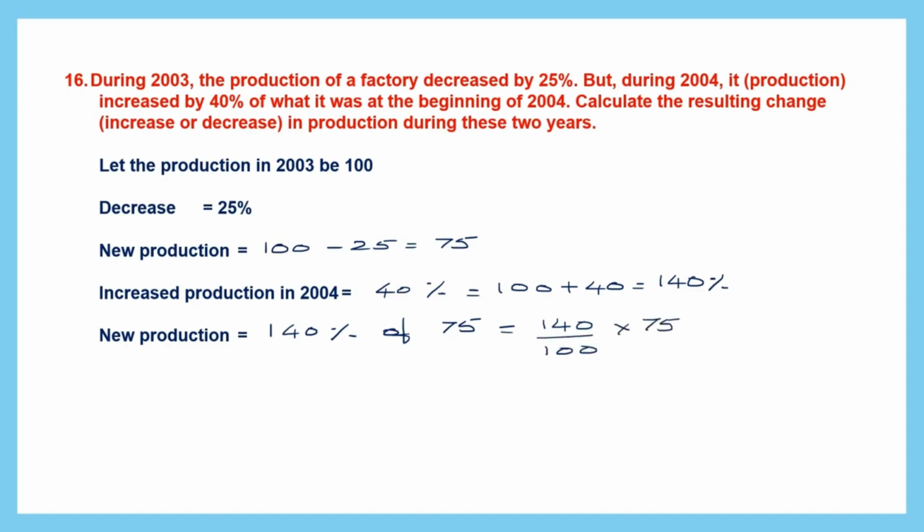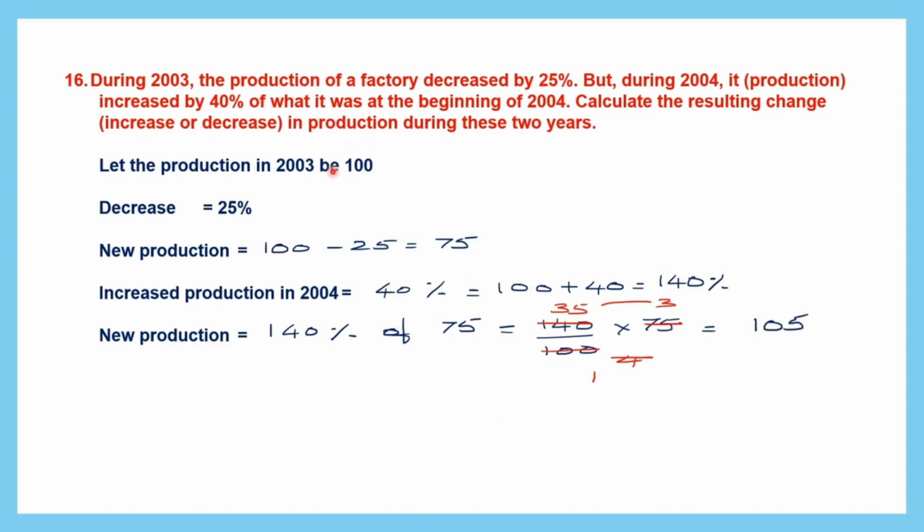I can cancel 75 and 100 by 25. So this is 3 and this is 4. Now we can cancel 4 and 140. 4 ones are 4, and 4 into 35 is 140. So now let's multiply 35 into 3, and that is 105. So here we have the new production now, 105.